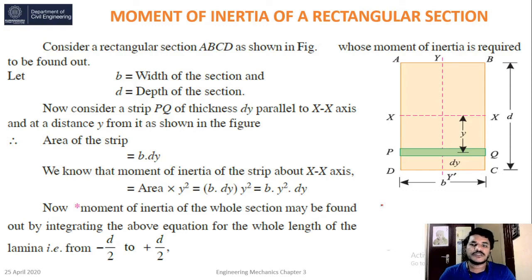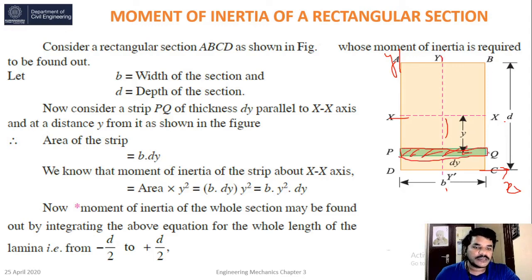Let's look into the moment of inertia of a rectangular section first. Consider this rectangular section. This is x and this is y. The section has a width of b and depth d. These are the centroidal axes yy and xx. Again, as usual, you can take a small strip.